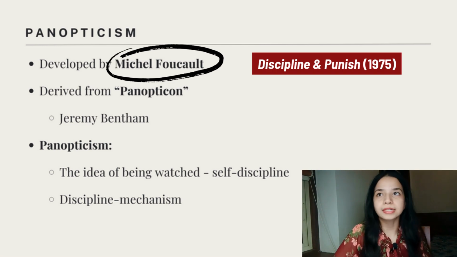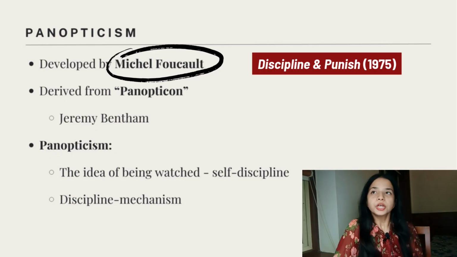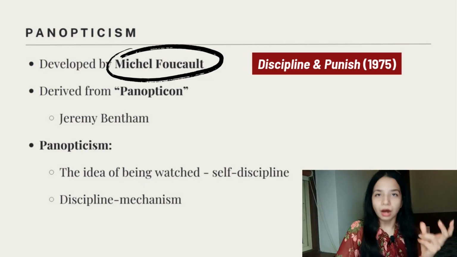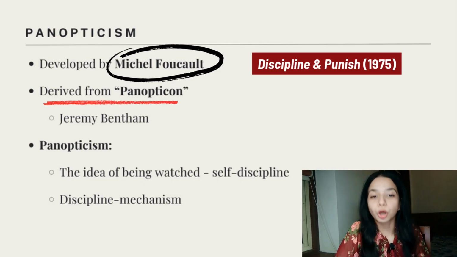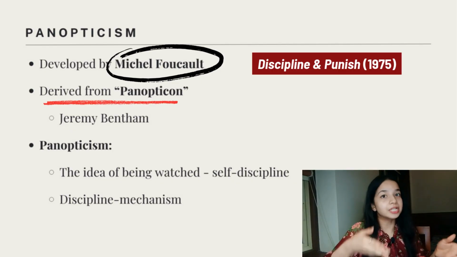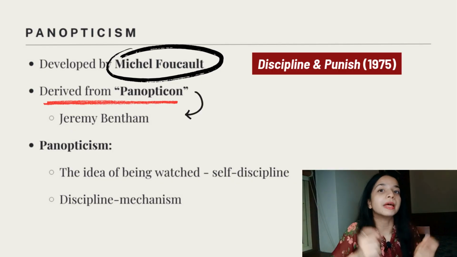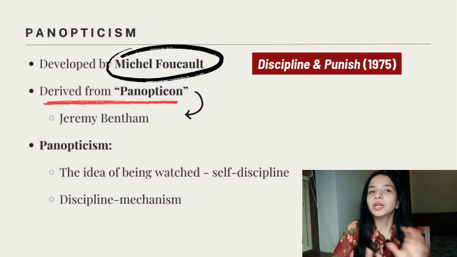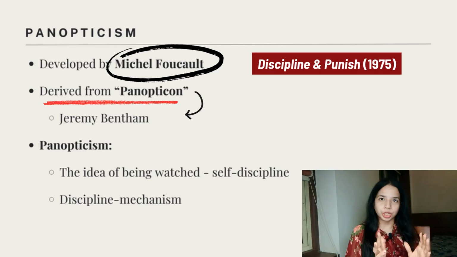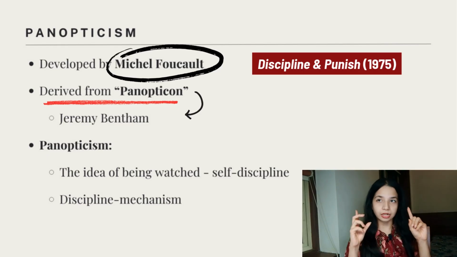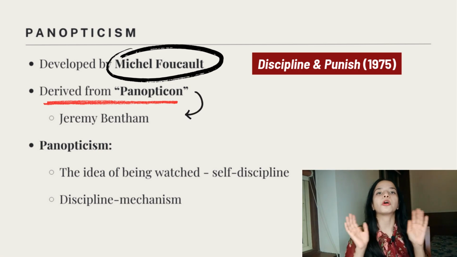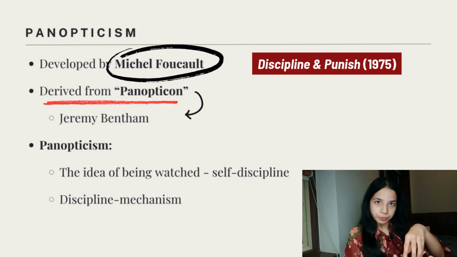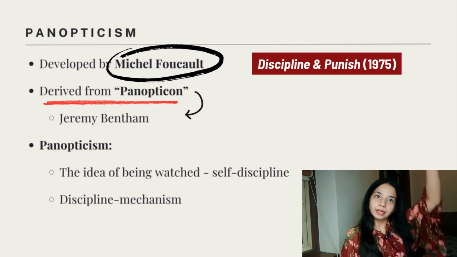Now let's break this down in a very simple manner, right? Panopticism is derived from a prison architecture called the Panopticon, right? It's a prison design that was proposed by Jeremy Bentham in the 18th century. So what is Panopticon? Now imagine that there is a prison, but it is designed in a very circular format, right? So it's a circular prison, and in the middle of this prison, there's a huge tower, right?